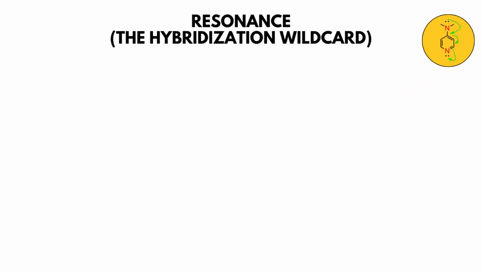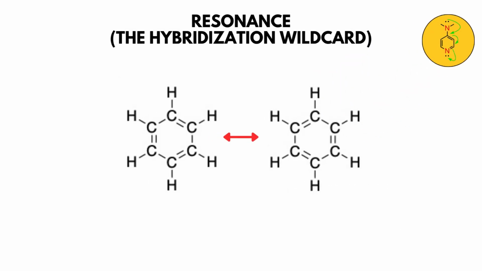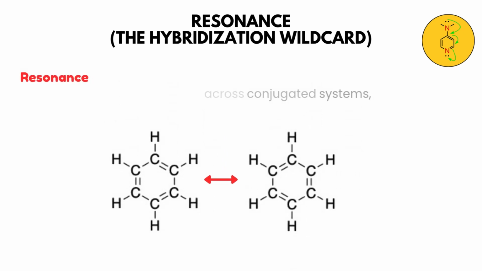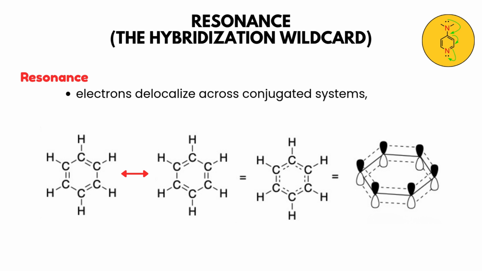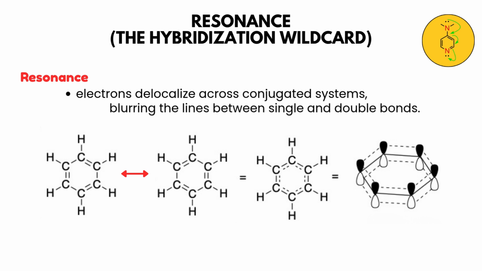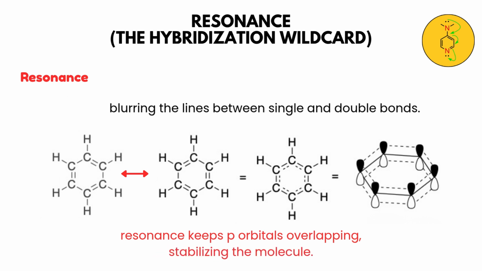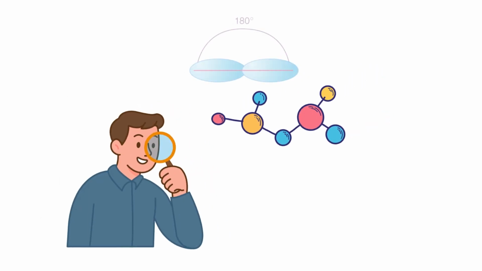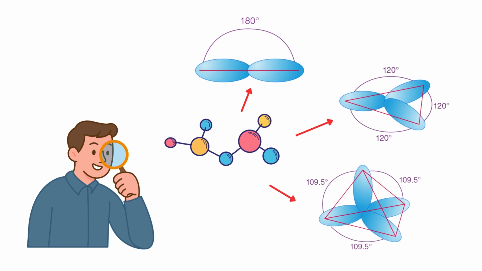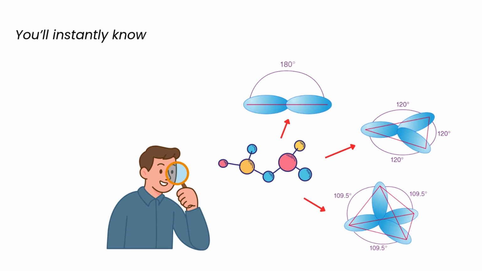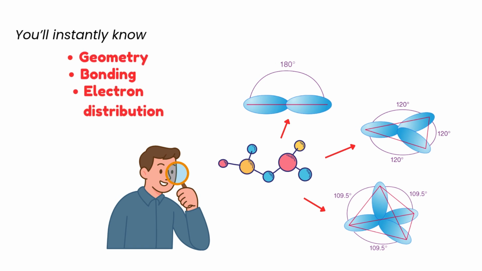Resonance, the hybridization wildcard. Some molecules, like benzene, can't be pinned down to one Lewis structure. That's resonance. Electrons delocalize across conjugated systems, blurring the lines between single and double bonds. Hybridization explains this too. Resonance keeps p orbitals overlapping, stabilizing the molecule. If you can look at a molecule and identify its hybridization, you've unlocked one of the biggest shortcuts for the MCAT. You'll instantly know geometry, bonding, and electron distribution, all from a single glance.